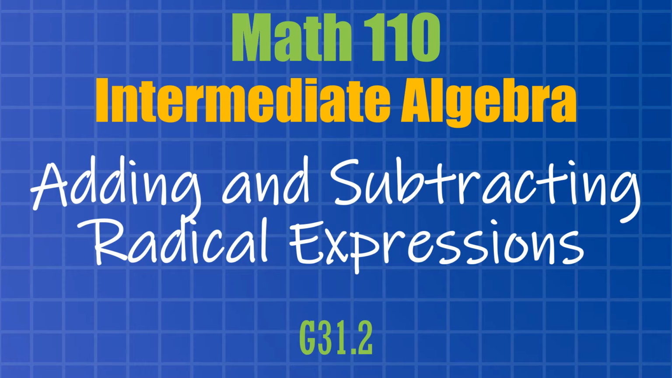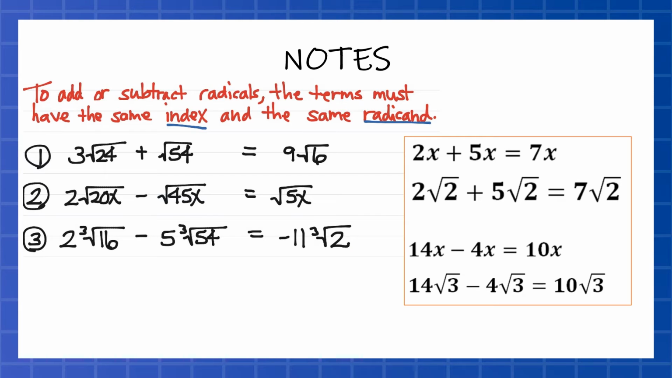Let's add and subtract radical expressions. What we mean by adding and subtracting radicals is a lot of times we do that with square roots. What that means is we're going to take expressions that have square roots or cube roots or radicals in them and try to combine them as much as we can. Now, it's worth noting that we can only combine the terms that have the same index and the same radicand.